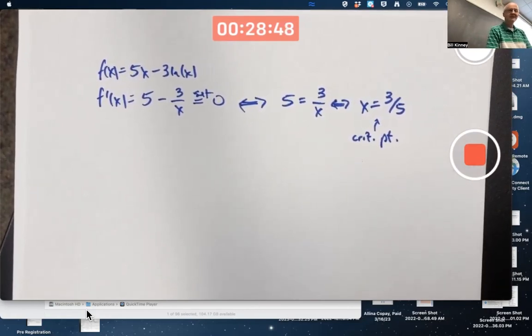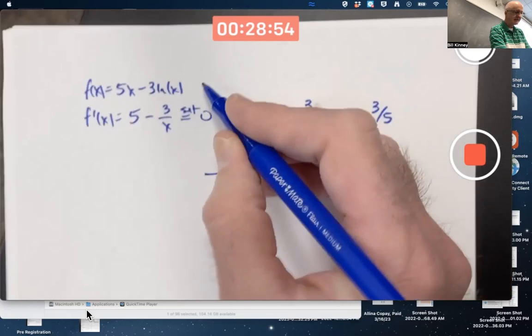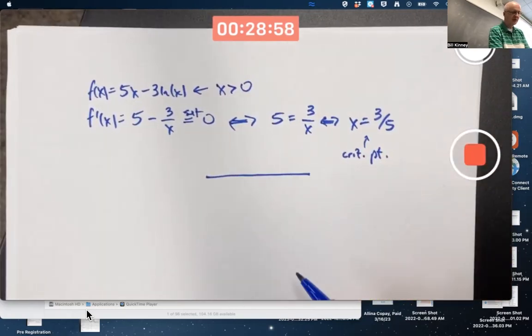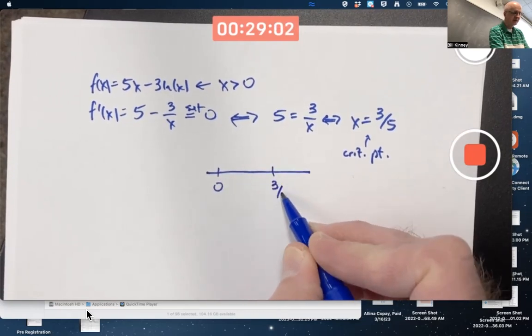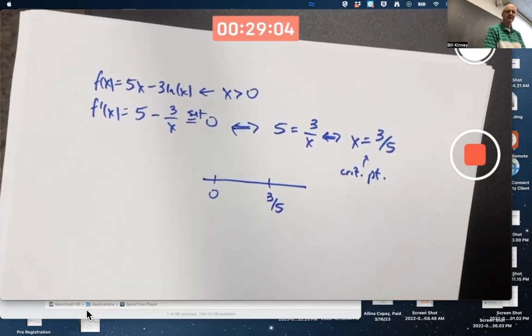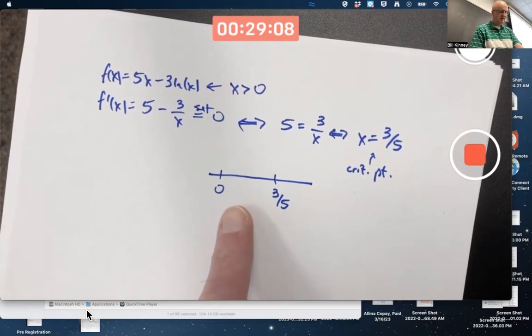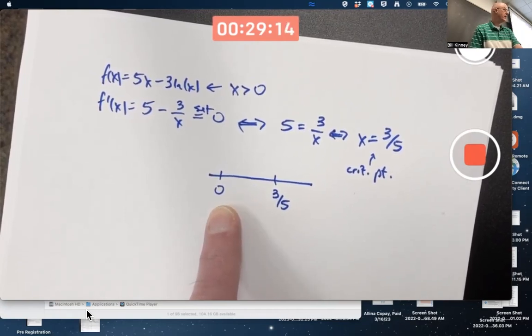Is there a local max or a local min at 3/5? Make a number line. The domain of this function is when x is positive. I will draw 0 on the number line just for reference, but it's not a critical point. This happened last week with an example. I made 0 on this line just for reference as the edge of the domain of the function. It's not a critical point, though, because the function is not even defined there.